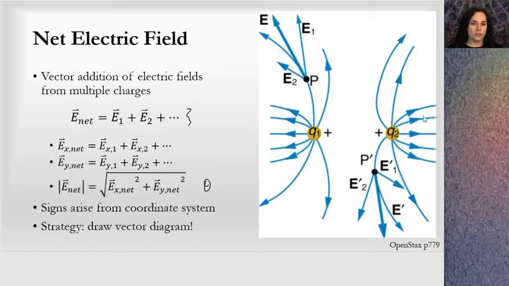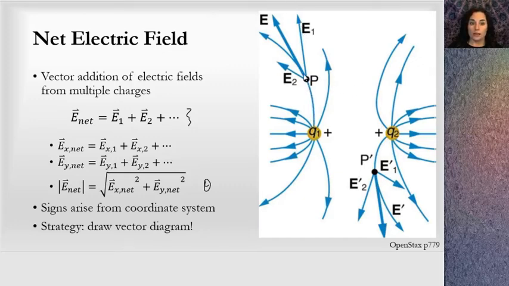So I have this example here from the OpenStax text. If I look at this point P, there's an electric field E1 from Q1 pointing radially away from this positive charge. There's also an electric field E2 from Q2 pointing radially away from Q2. And both of those are at that point P. I won't draw these two lines in there. I don't think that is a productive thing to do.